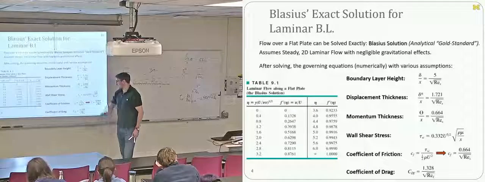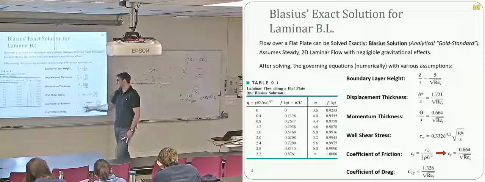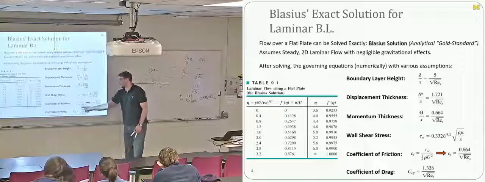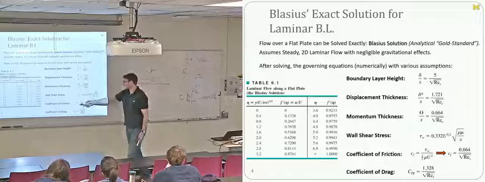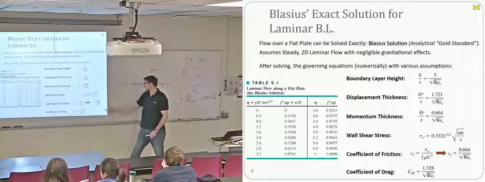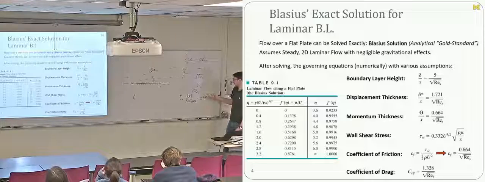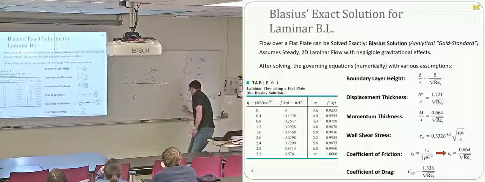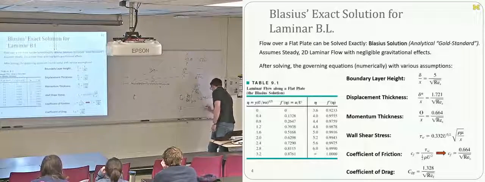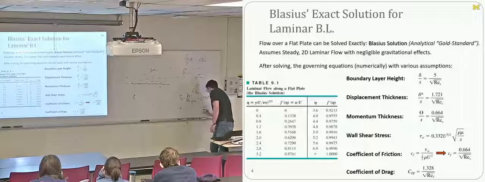Which means that if we want to write what's called the coefficient of friction, which is just the shear stress divided by the dynamic pressure. Remember, this has units of pressure, force per unit area. This 1/2 rho u squared here is what we call the dynamic pressure. It has the same units. So if we non-dimensionalize our shear stress into a coefficient of friction, by dividing 1/2 rho u squared out of it, rho u squared gets canceled out, 1/2 on the bottom doubles this, and we end up with Cf is equal to 0.664 over the square root of the Reynolds number with respect to x.